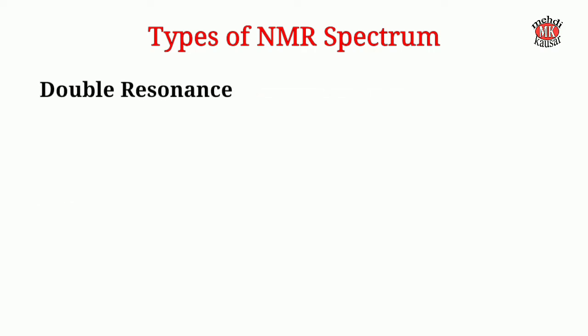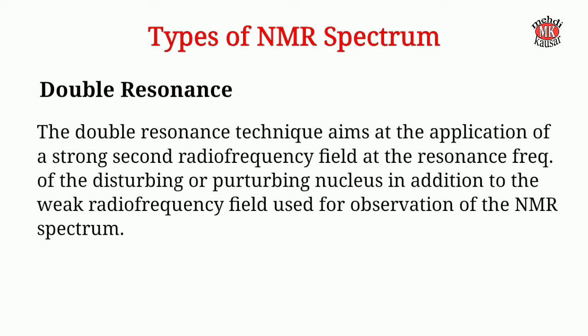In addition to the normal single resonance experiments, many other NMR techniques have been developed. By applying a second radio frequency at right angles to the magnetic field, the observed spectrum may be perturbed, from which more information about the system may be gathered indirectly. Such an NMR technique is called double resonance NMR.